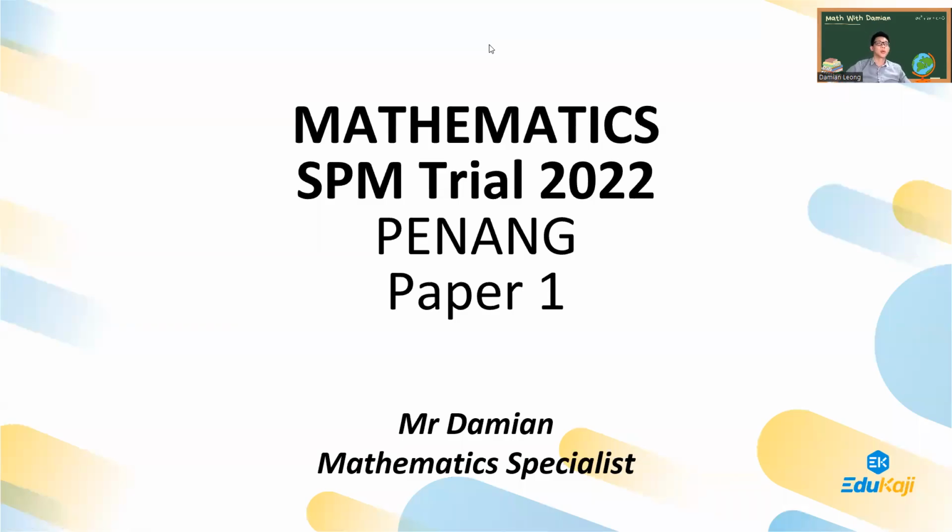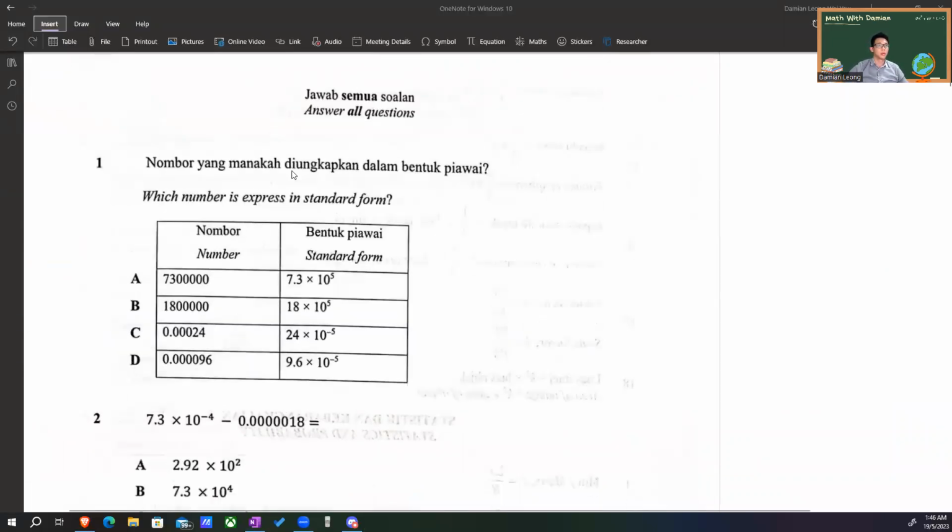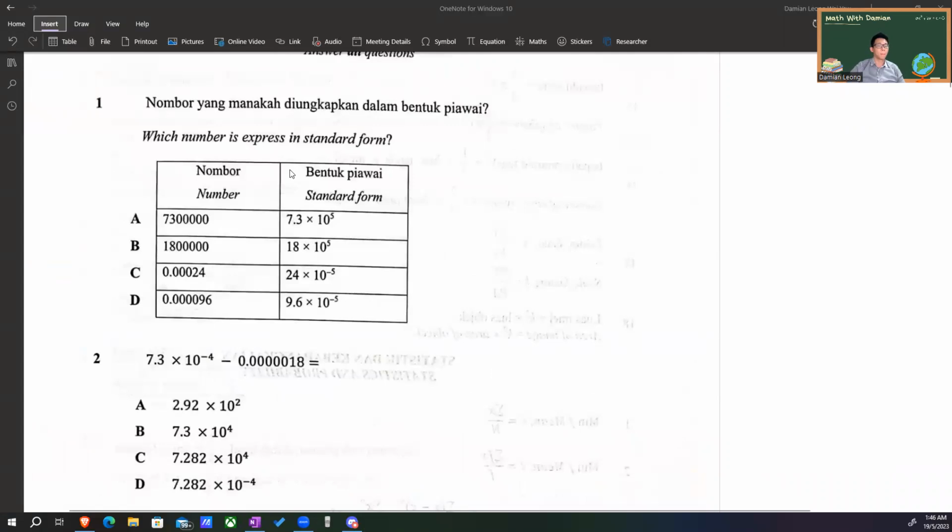Hello, let's look at the Mathematics SPM Trial Paper 2022, Penang Paper 1. So we look at the questions. Question 1: which number is correct when expressed in the standard form?